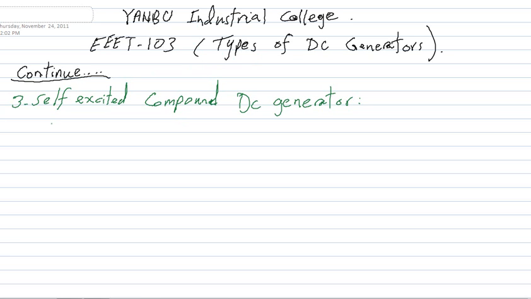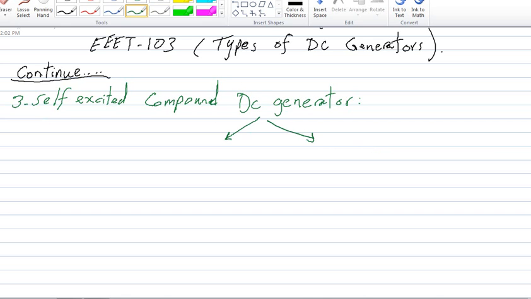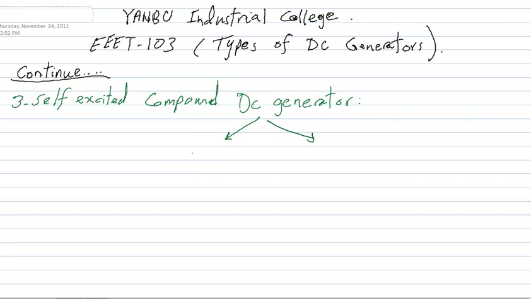النوع الثالث من أنواع DC Generator من Self-Excited Family is the Compound DC Generator. Compound DC Generator حيكون له shunt field and series field. So it comes into two main types. في long shunt، في short shunt، DC compound generator.